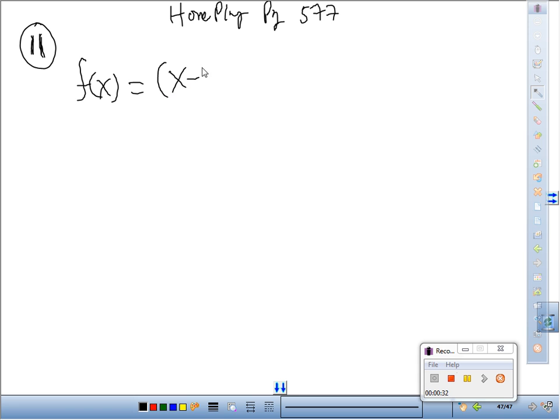Okay. I'm going to go over number 11. This is our homework from page 577. Number 11 says find the zeros for each function, and they give us f of x equals parentheses x minus 4 and x plus 2.